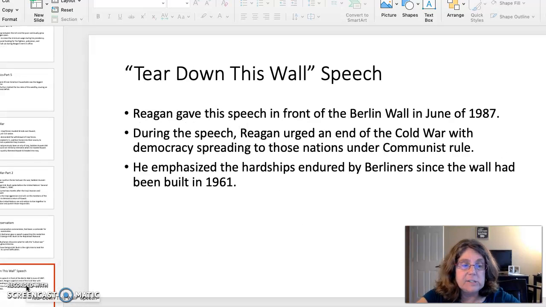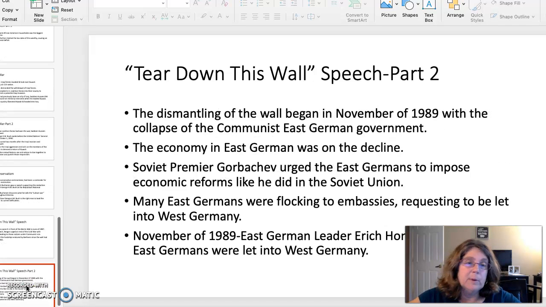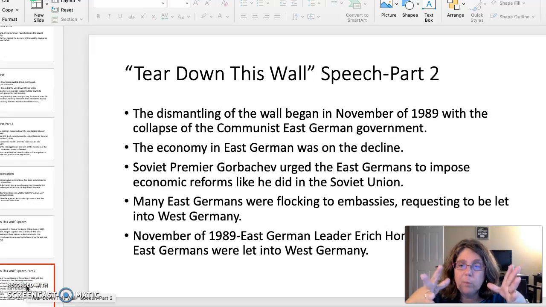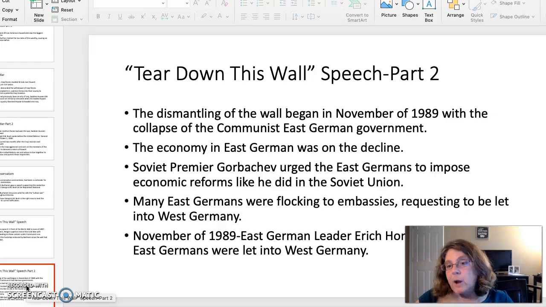Okay, the last topic that you can go over in the Unit 4 discussion board is Ronald Reagan's "Tear Down This Wall" speech from June of 1987. He gave the speech in front of the Berlin Wall. During the speech, he urged an end to the Cold War, and he expressed the dream of having democracy spread to those nations currently under communist rule. And he emphasized the hardships endured by Berliners since the wall had been built in 1961. Remember, the Berlin Wall had been built to prevent East Germans from escaping communist East Germany for democratic West Germany.